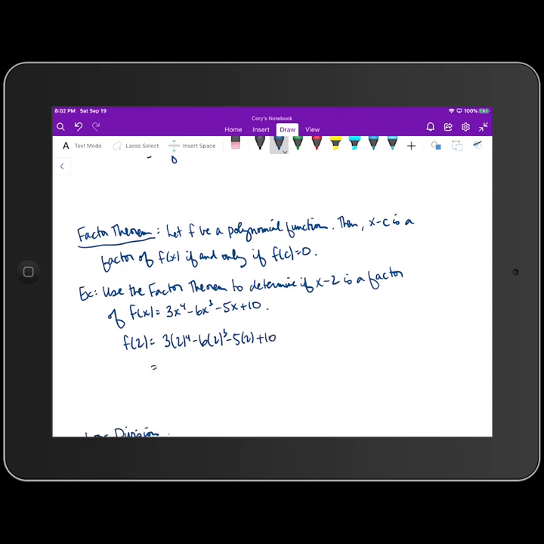So 2 to the 4th power is 16 times 3 is 48, minus 2 cubed is 8 times 6, which is also 48, minus 5 times 2, which is 10, plus 10. 48 minus 48 is 0. Negative 10 plus 10 is also 0. So we get that f of 2 is equal to 0, which means that x minus 2 is a factor of the function f.